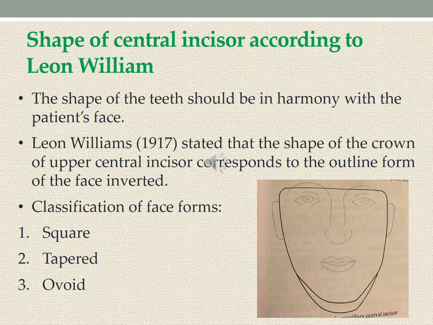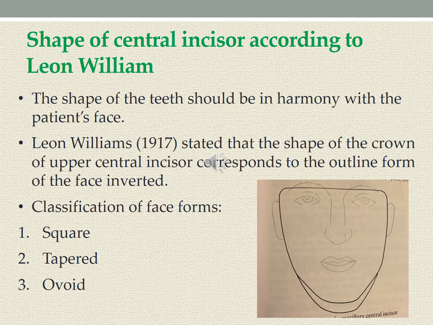face. So Leon Williams in 1917 stated that the shape of the crown of upper central incisor corresponds to the outline of the face inverted. And the classification of face forms are square, tapered, and ovoid. And according to that, the teeth will have a square, tapered, or ovoid shape.